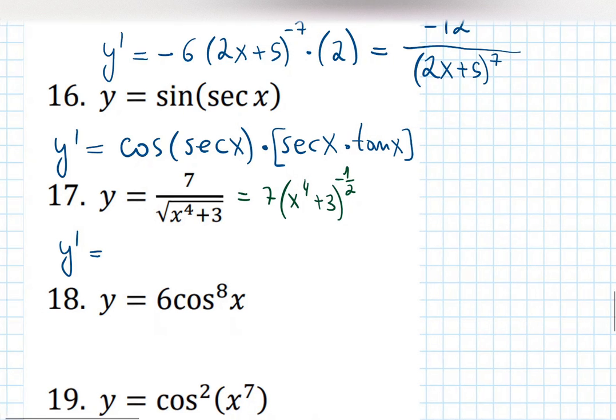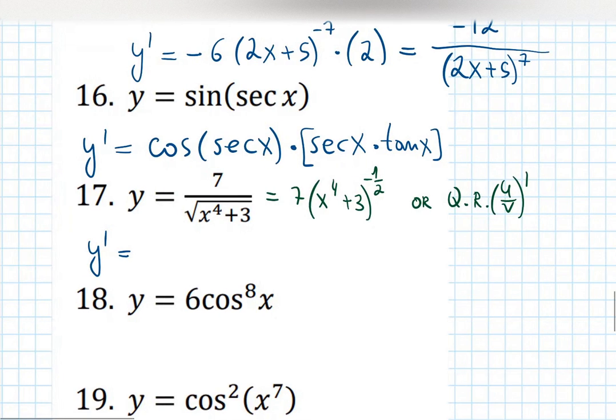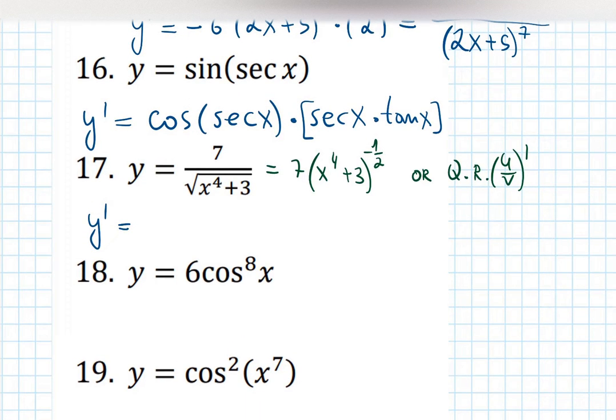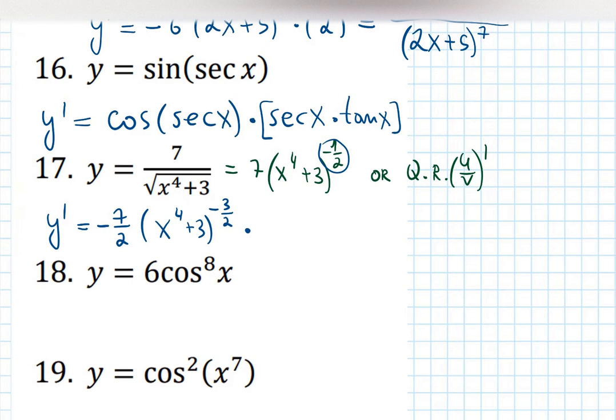So let's see what's going to happen if we were doing quotient rule. Negative 1/2 goes down, it's going to be negative 7/2. Copy the function inside, x to the 4 plus 3, negative 1/2 minus 1, it's going to be negative 1 over 2 minus 2 over 2, negative 3 over 2, times, chain rule says now you can look inside and differentiate the function inside. The function inside is x to the 4 plus 3. So the derivative of that is 4x cubed.